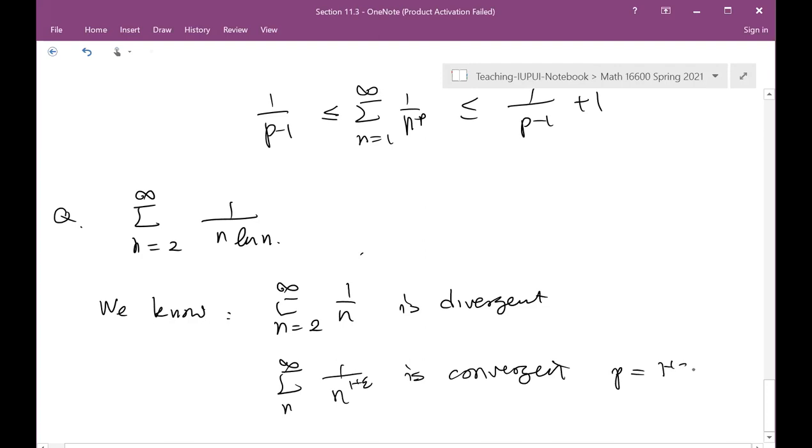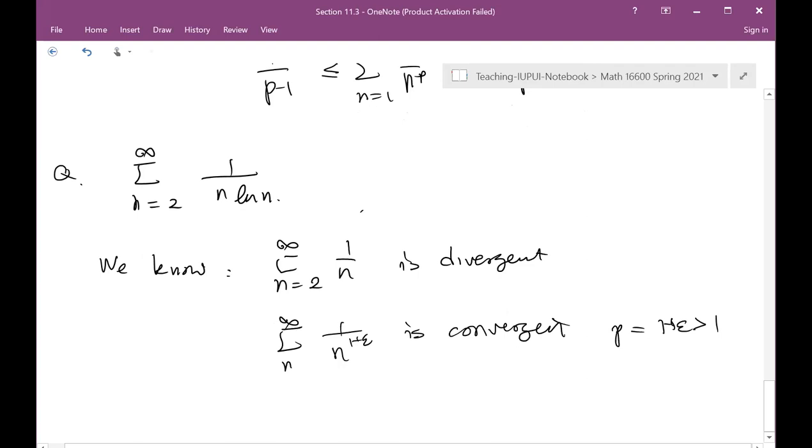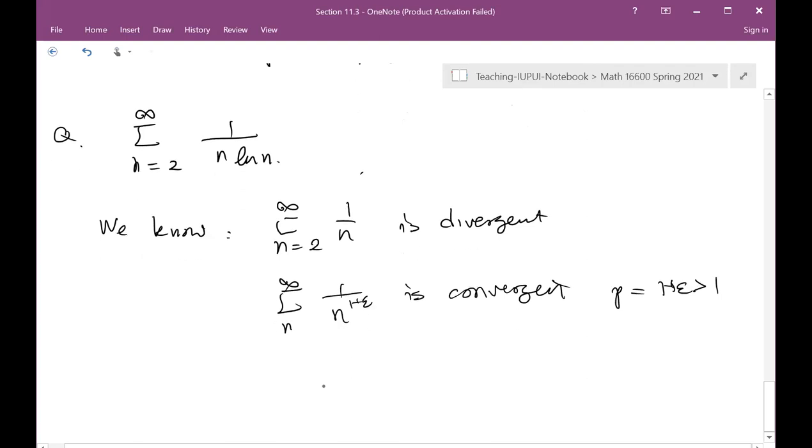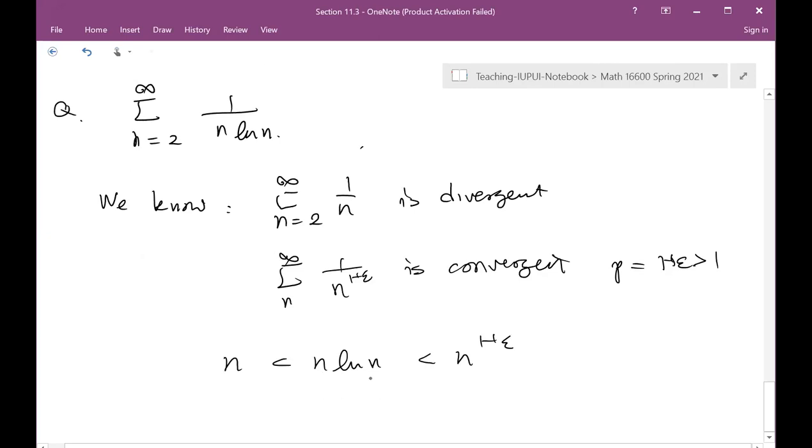Because p equals 1 plus epsilon is greater than 1. But this n over natural log of n grows smaller than n to the power 1 plus epsilon, greater than n. So it's between, slightly larger than n in some sense, for large n. I'm just saying this is not always true when n equals 1, for example, or n equals 2. That's for large n.